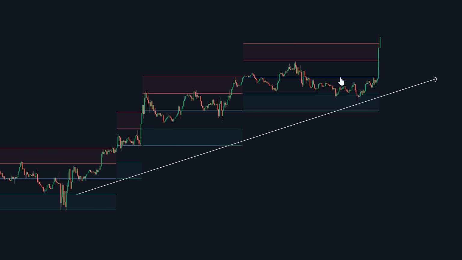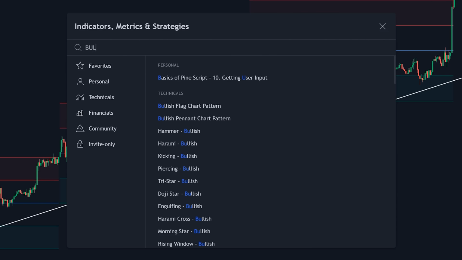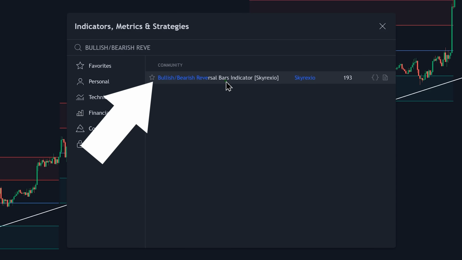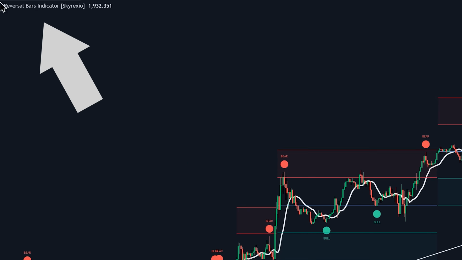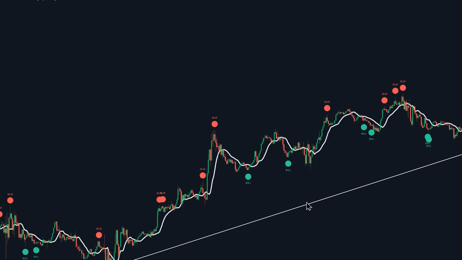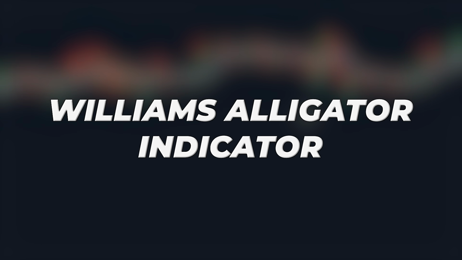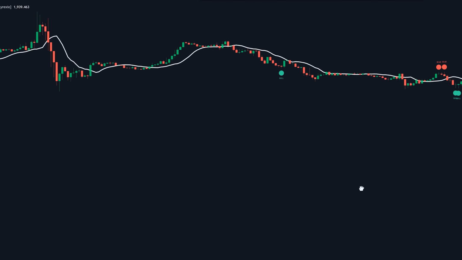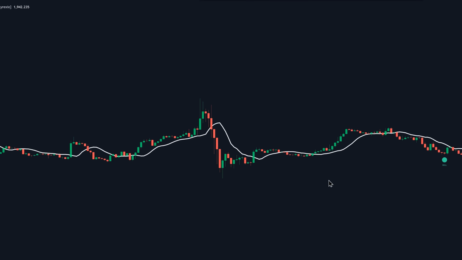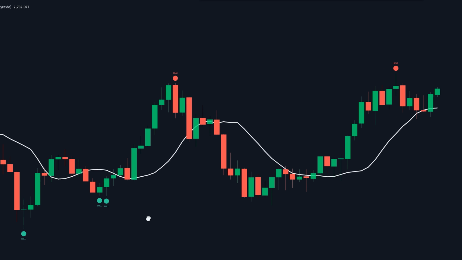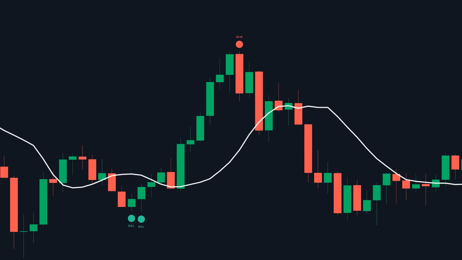But in order to determine the pullbacks, we need to add an extra indicator, known as Bullish-Bearish Reversal Bars, this one by Skyrexio. This indicator leverages the combination of candlestick reversal patterns and the Williams Alligator indicator to help traders understand where there is a high probability of market reversals or corrections. It visualizes the bearish and bullish reversal bars with red and green dots, as can be seen here.